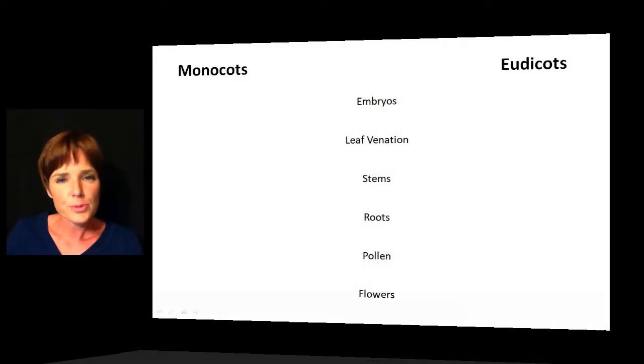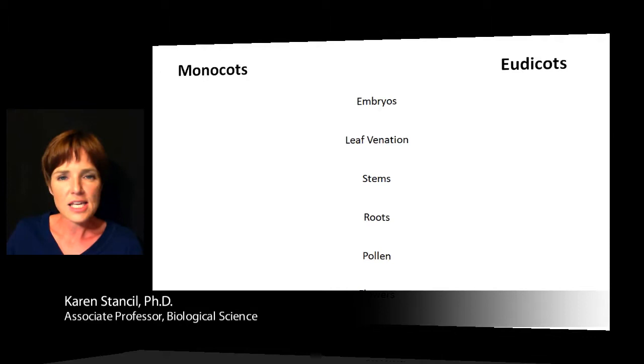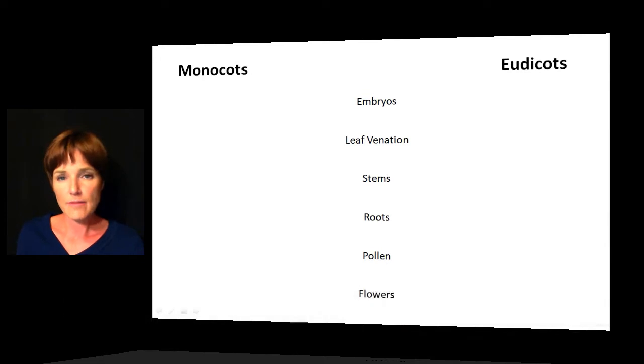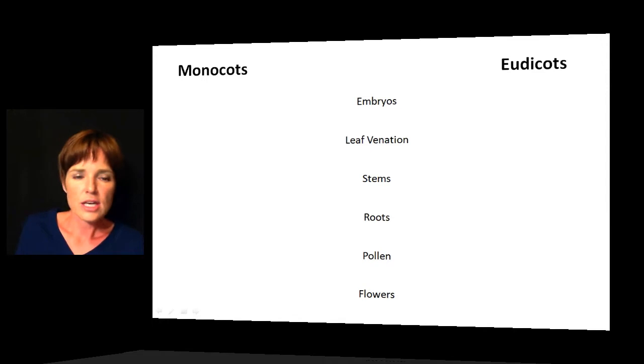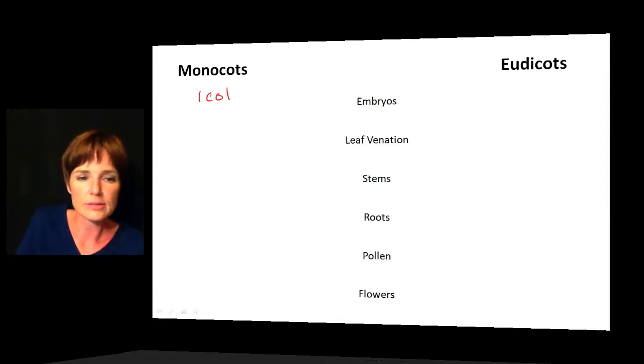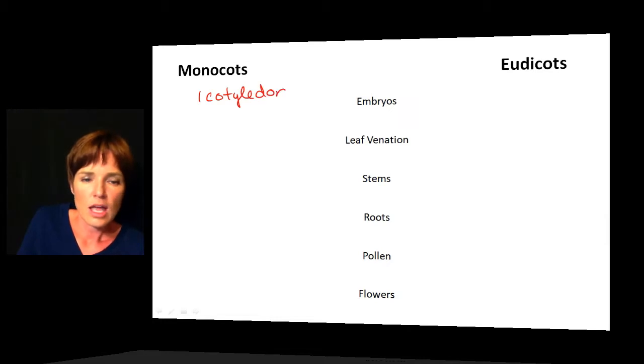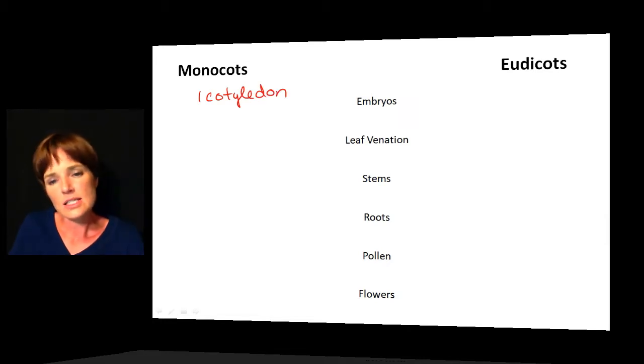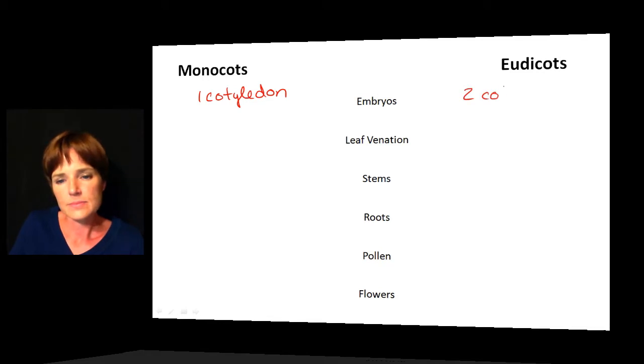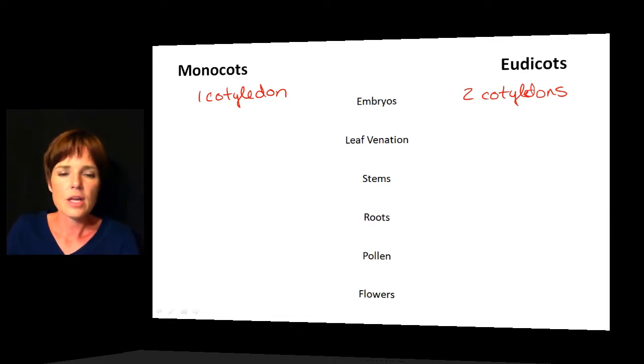Our two largest groups within the angiosperms are the monocots and the eudicots. These have a lot of differences between them, and they're both pretty good groupings, so those have been pretty well established. We talk about the embryos first. The name monocot has to do with the fact that their embryos have one cotyledon. If we talk about the eudicot side, these have two cotyledons. And that's going to be seed leaves.